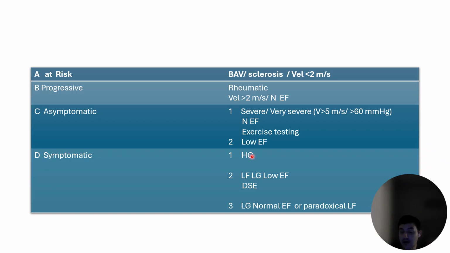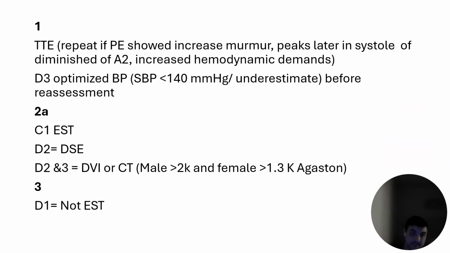So you have to make sure they are symptomatic indeed. Symptomatic, you have a high gradient, high flow. Those are going to a replacement. Low flow, low gradient, low EF, do a dobutamine stress test. And what about low gradient, normal EF, or what is called paradoxical low flow? You have to do a calcium score in those patients.